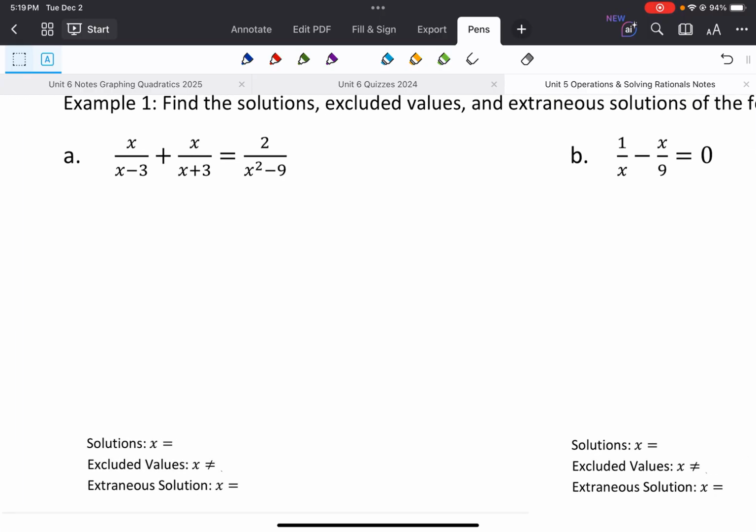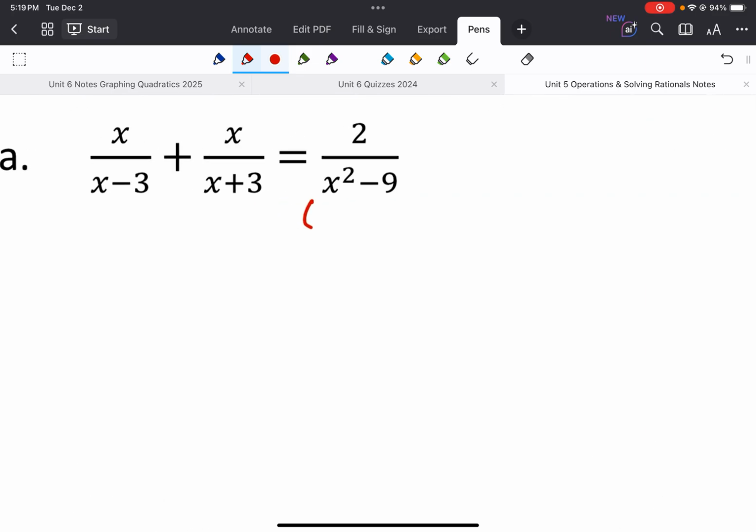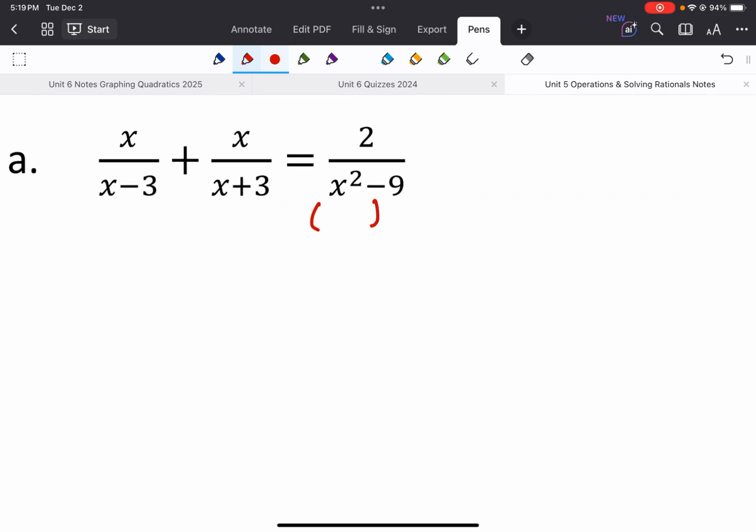So here we go. Here is a problem where we need to get our solutions. First, we will factor the denominators if possible. If you look here, this is the difference of squares. I'm going to zoom in a little bit. That will give us our two factors, x plus 3 and x minus 3. If you ever see the difference of two numbers that can be written as something squared, like 9 is the same as 3 squared, then that will give us our factors, okay?